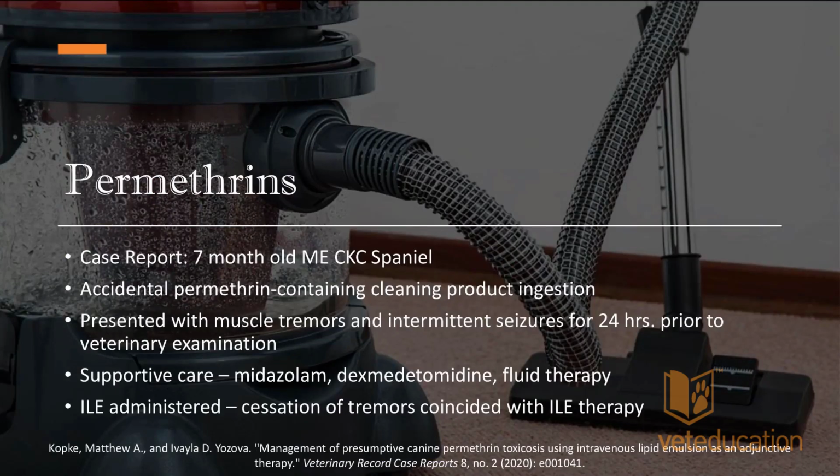Now, permethrins. At the beginning of the lecture there were a couple of people who'd used intravenous lipids for confirmed permethrin toxicity. In the literature, there's a case report of a 7-month-old male entire Cavalier King Charles Spaniel. He had accidental ingestion of a permethrin-containing cleaning product, and he presented with muscle tremors and intermittent seizures. Prior to veterinary examination, he had supportive care, and he had intravenous lipid emulsion therapy administered, and he had cessation of tremors that coincided directly with his intravenous lipid emulsion therapy.